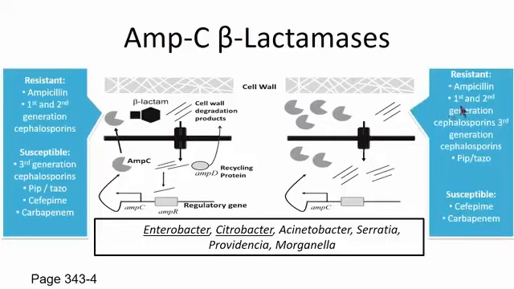Essentially, these are going to be resistant to everything that these are resistant to already. However, they will also be resistant to your third-generation cephalosporins and your piperacillin tazobactam. However, it will retain susceptibility to cefepime and carbapenems. So why do I have Enterobacter and Citrobacter highlighted here, underlined? It's because these over here are most common with these two species, specifically Enterobacter cloacae and Citrobacter freundii. So if on your test you see one of these two bugs, I would think automatically of AmpC.